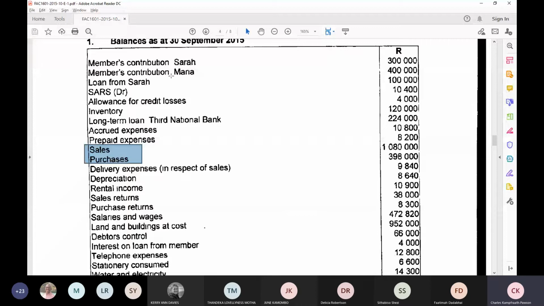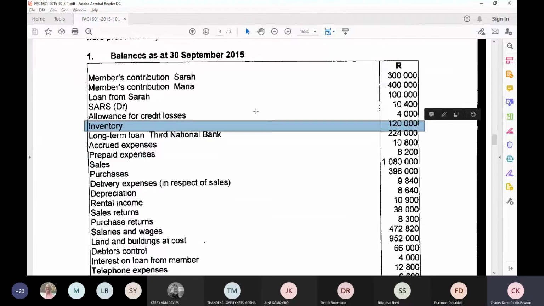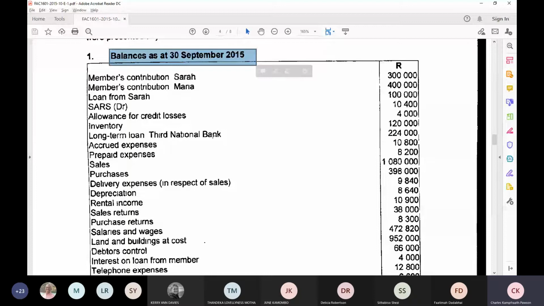So there we have the members' contributions. We have a loan. So next to loan, you can say loan from Sarah. So it's a liability. So possible interest expense, if you want to make a note there. SARS, income tax calculation. Allowance for credit losses, possible increase, so credit losses expense. Inventory, if not otherwise stated, we can already assume that that's our closing balances because it tells us the balances as at 30 September 2015.